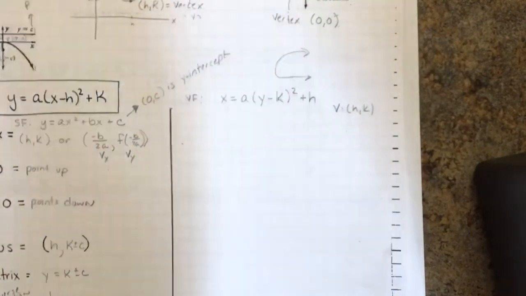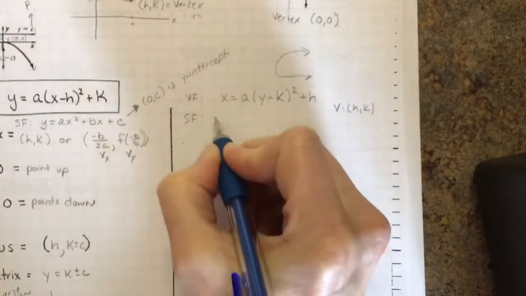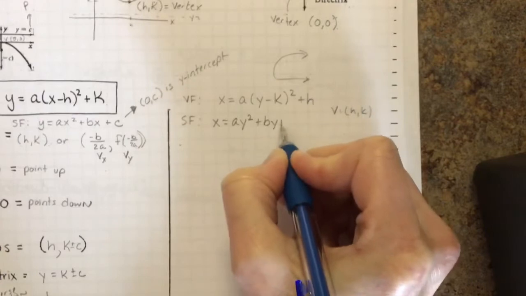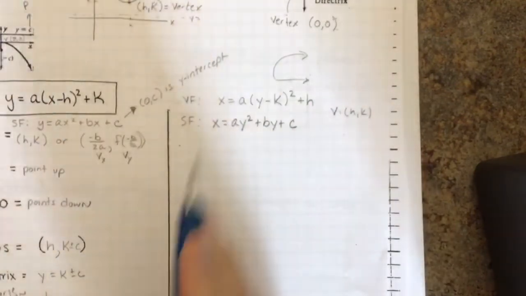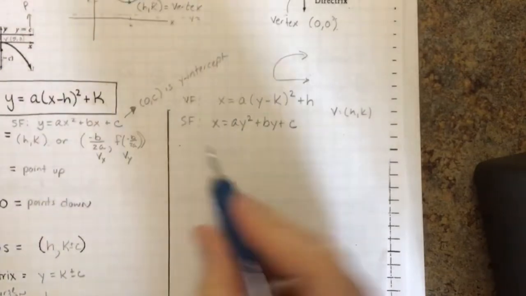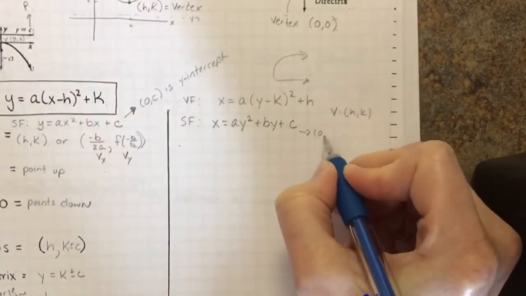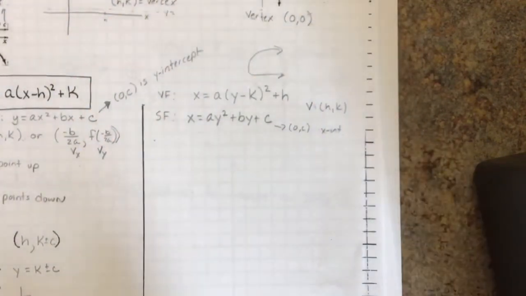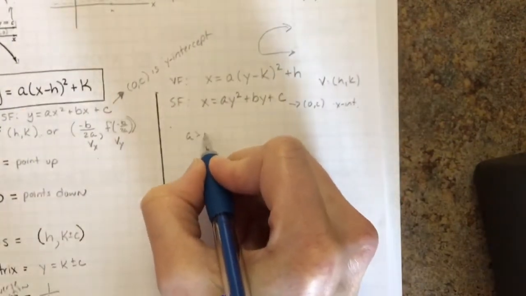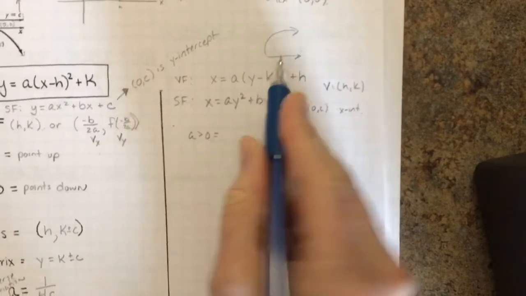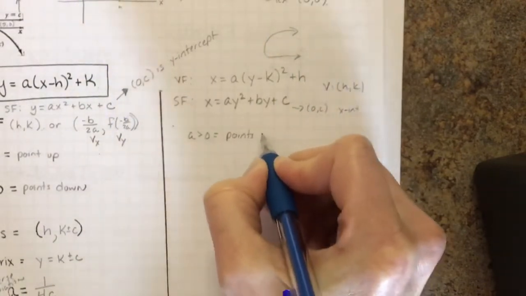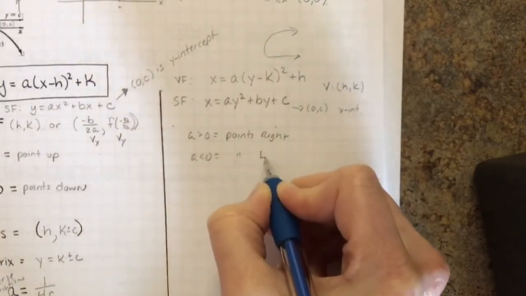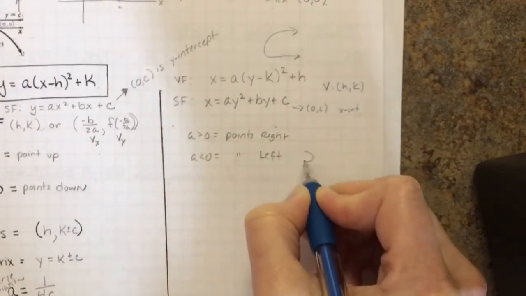Now, standard form. X equals ay squared plus by plus c. We're just switching x and y on these. And this time, C is not going to be the y-intercept. It's going to be your x-intercept. Now, if your A is greater than 0, meaning positive, you're going to have a parabola that points to the right. And if A is less than 0, it's going to point left. So it'll go like that.